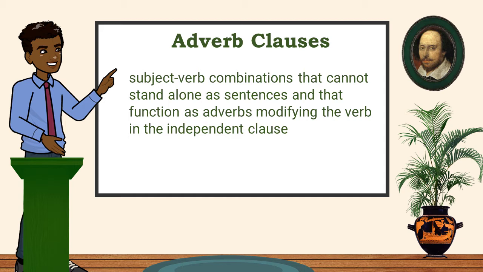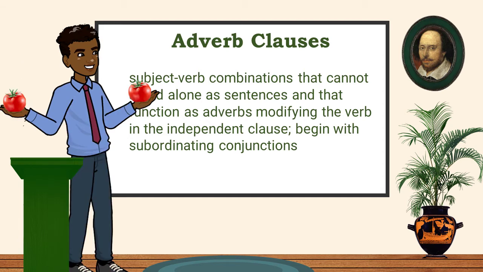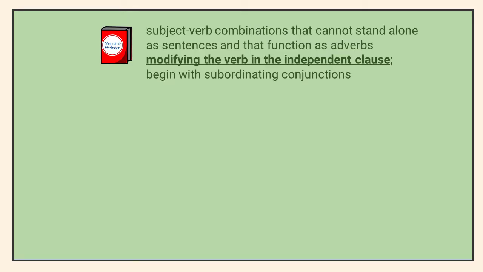In other words, they're going to answer questions such as when, where, how, why, and under what condition about the verb in an independent clause. Adverb clauses begin with subordinating conjunctions. That's why you may hear some people identify adverb clauses as subordinate clauses. Adverb describes the function of the clause, and subordinate explains how they begin. Let's look at a few examples, and then we'll review subordinating conjunctions in more detail.